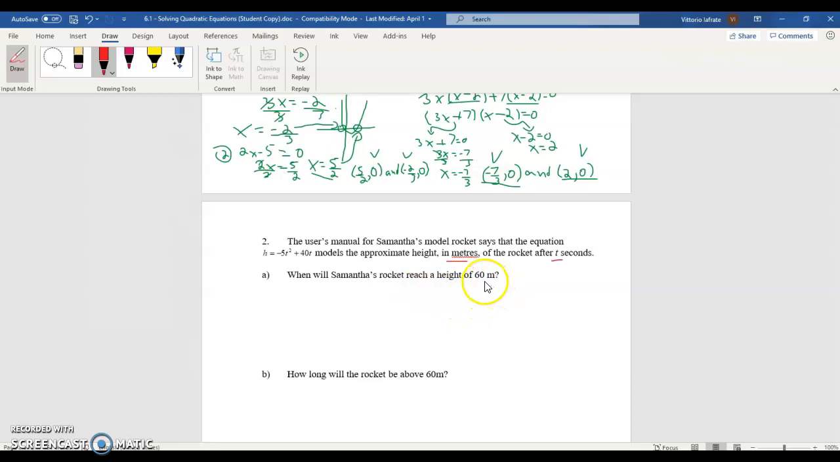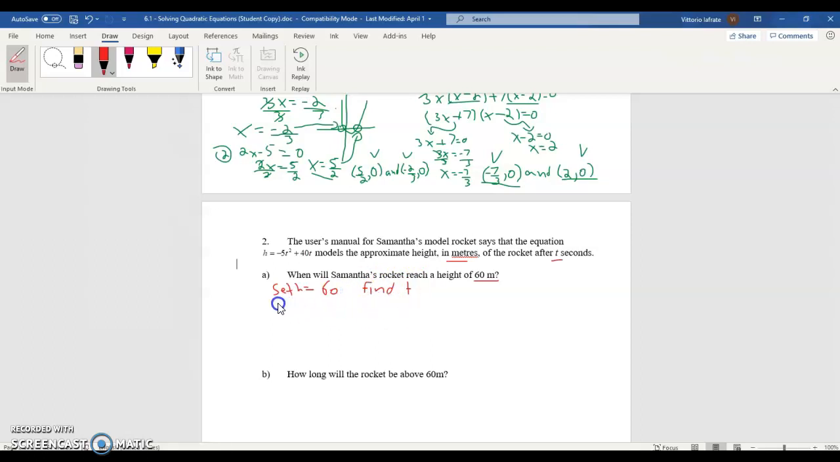So what we want you to do is we want you to find when h is equal to 60 in this case. So we're looking for setting h equal to 60. And we want to find t. So we set h equal to 60, and we want to find t at this point. So find t, or solve for t at that point, essentially.